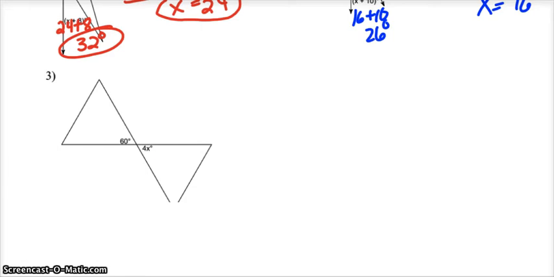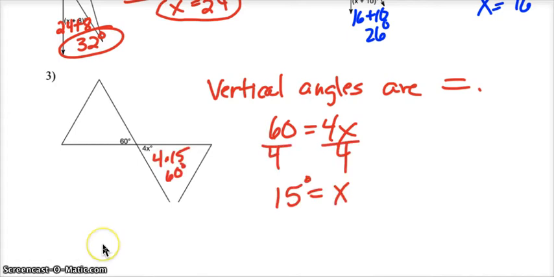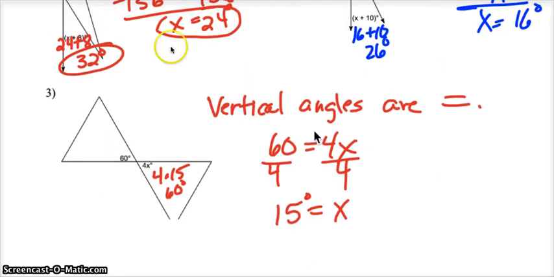On to number 3. The two angles in number 3 are vertical angles. Vertical angles are equal, so our equation would be 60 equals 4x. Now you need to solve for x. In order to solve for x, you've got to divide by 4 on both sides. We do the opposite of multiplication, which is division, which now we have 15 degrees equals x. So when we come back over here and substitute in 15 degrees, we know that this angle would be 60 degrees, and vertical angles are equal, so that works out just perfect.